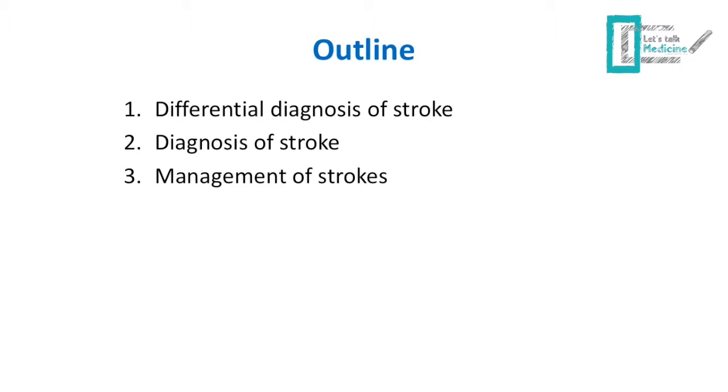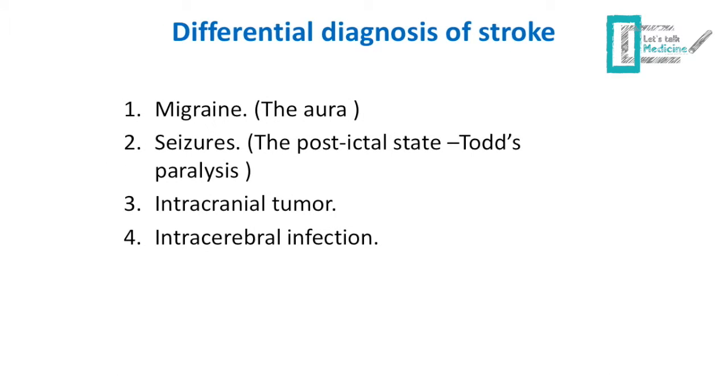Our talk today will include the differential diagnosis of stroke, how to diagnose a stroke, and how to manage a stroke. The differential diagnosis of stroke actually includes migraines, and especially the aura phase of the migraine. In the aura phase, the patient might get motor or sensory symptoms similar to those in strokes, but the only difference is that those symptoms do not happen acutely like they do in strokes. In migraines, the sensory or motor deficit will migrate through the limb over minutes rather than seconds as in a stroke.